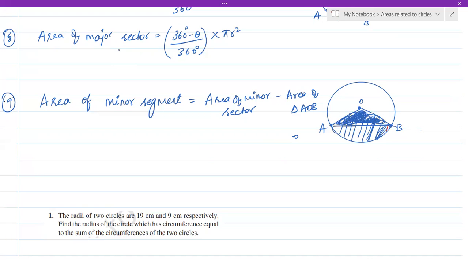What is this bottom part called? A segment. That is the formula. If you find the area of the sector and simply remove the triangle, what you are left with is the area of the segment. So that's how we get this formula.